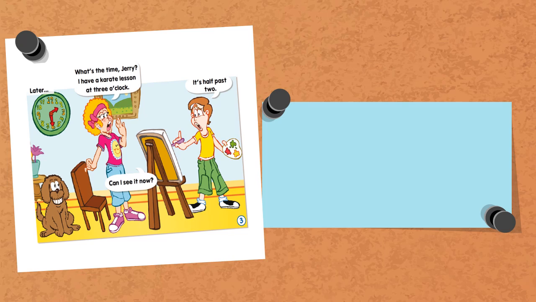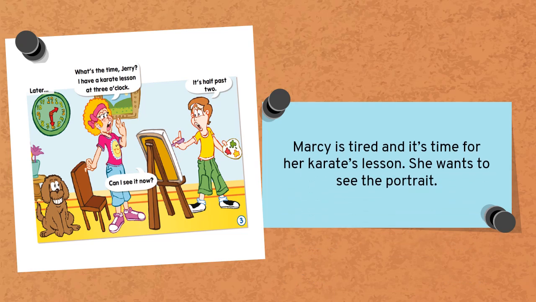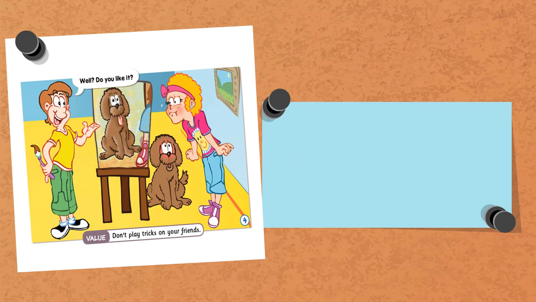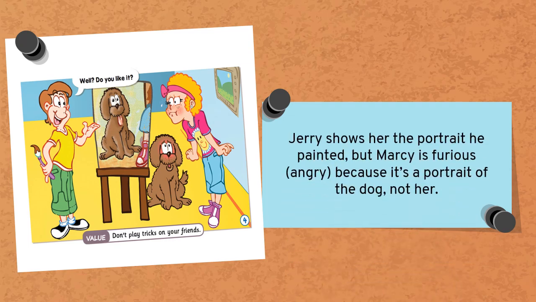Can you tell me what happens in picture number 3? Marcy is tired and it's time for her karate lesson. She wants to see the portrait. For picture number 4, can you tell me what happens? Jerry shows her the portrait he painted, but Marcy is furious or angry because it's a portrait of the dog, not her.